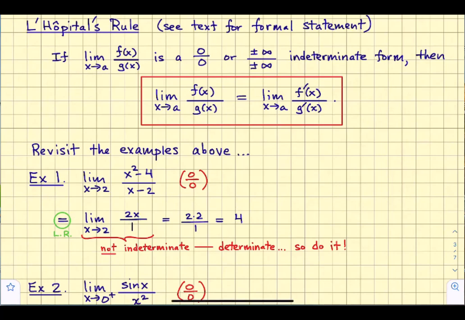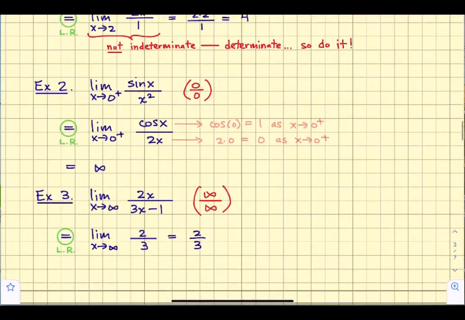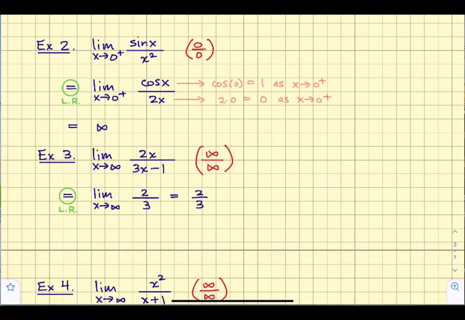Okay? So now for a second example, we'll again recycle the example from above. If we had the limit as x approaches 0 from the right of sine x over x squared, we have a 0 over 0 form. By L'Hopital's rule, we take the limit as x approaches 0 of the derivative of the top. The derivative of sine x is cosine x. The derivative of x squared is 2x.